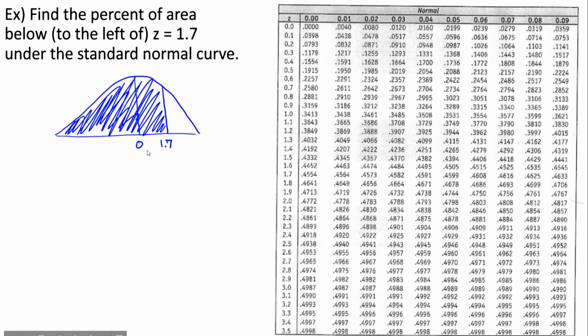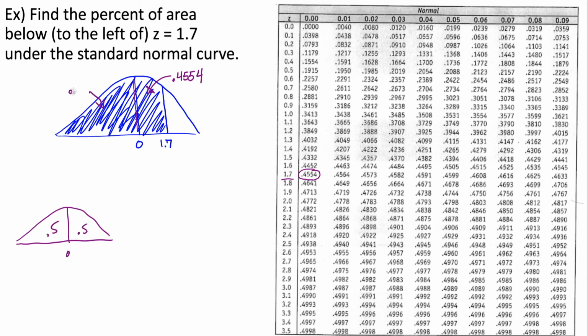So the first thing we can do is find the area between 0 and positive 1.7. That's going to be, again, 0.4554. Now we would need to know, well, what's the area below 0 equal to? And again, we have that fact that each half of the normal curve has an area of 0.5. So we know this piece is going to have an area of 0.5, so the total area will be equal to 0.5 plus 0.4554, which is 0.9554, or 95.54%.